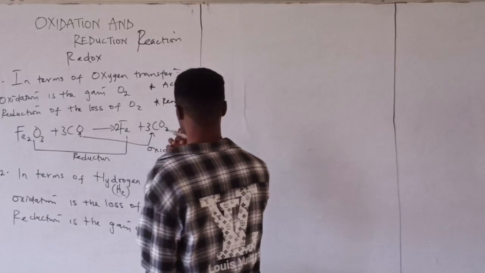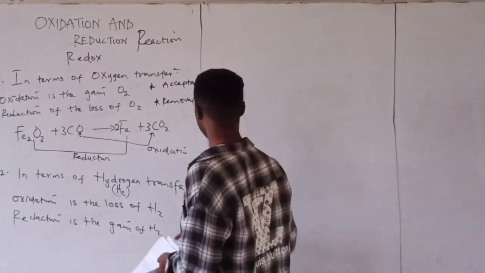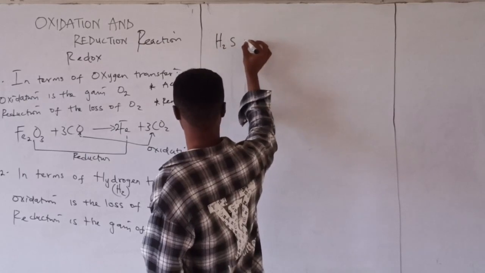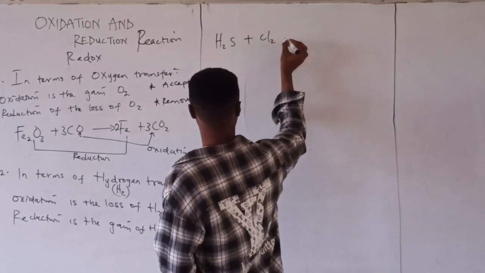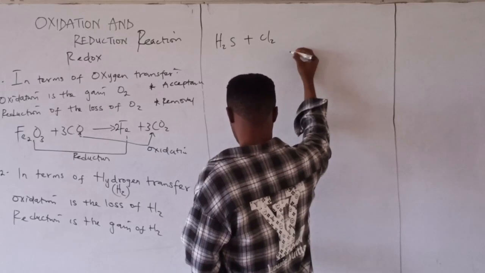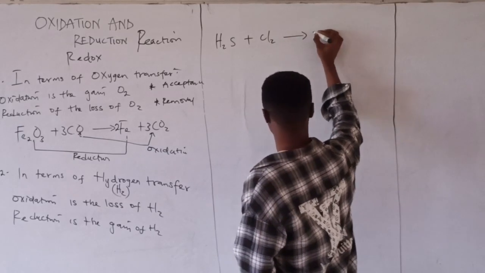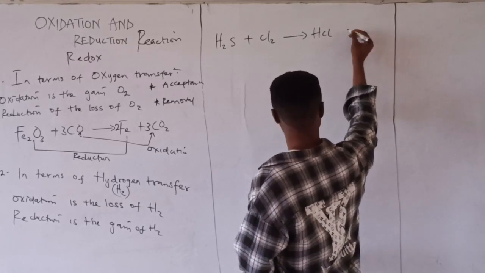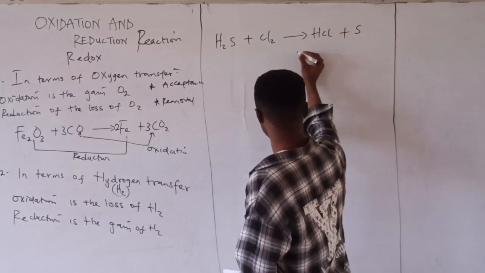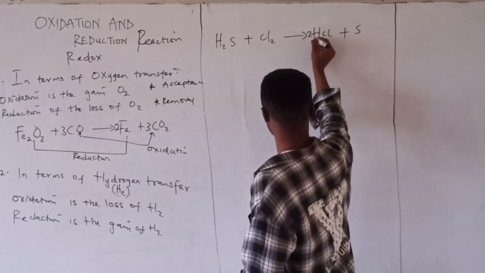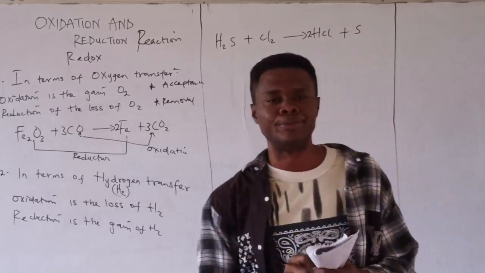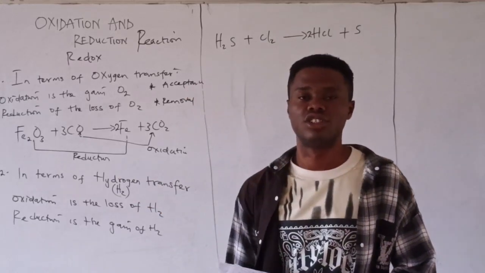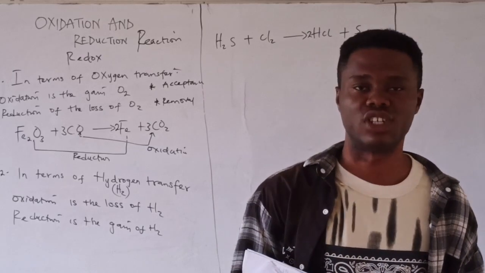So when hydrogen sulfide reacts with chlorine, we are going to have HCl, hydrochloric acid, plus sulfur. I'm trying to balance the equation now. We have 2 here. Alright? So this is an example of oxidation and reduction in terms of hydrogen transfer.